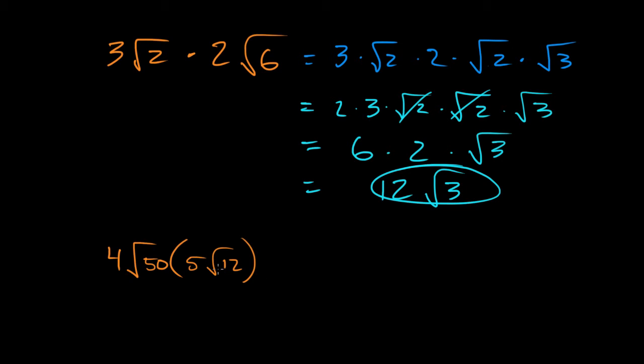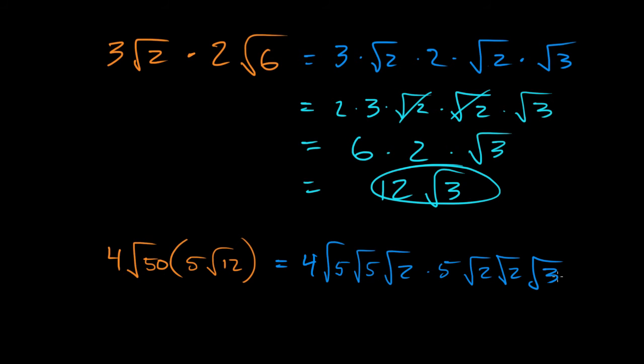Let's do one more example. Let's multiply 4 root 50 times 5 root 12. Again, I'm going to start by just factoring all of my square roots. So root 50 is going to be, let's see, 25 times 2, or 5 times 5 times 2 would be 50, times 5, root 12, and that's 2 and 2 and 3 for 12.